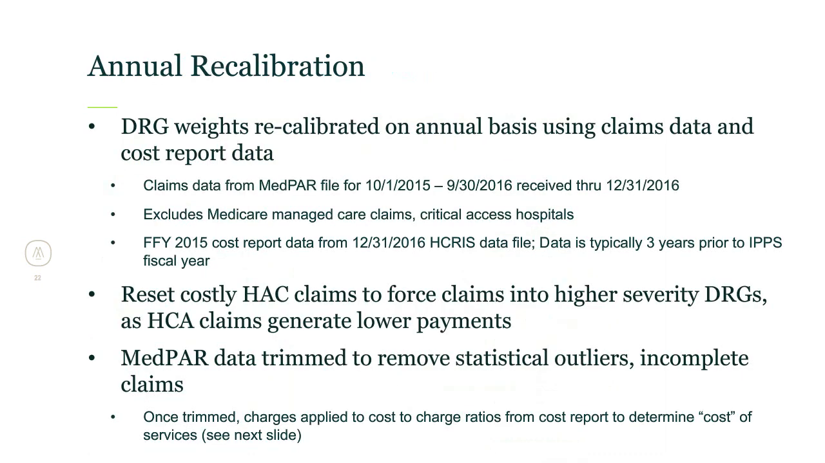So each year, CMS recalibrates the DRG and APC weights using both cost report information as well as MedPAR claims data. As I mentioned before, this is one of those areas that is so important in terms of making sure that the base data in your cost report truly reflects the patient care that you are delivering in your hospital. So what happens each year is this information goes into an algorithm to determine what the new distribution of resource consumption is at hospitals.